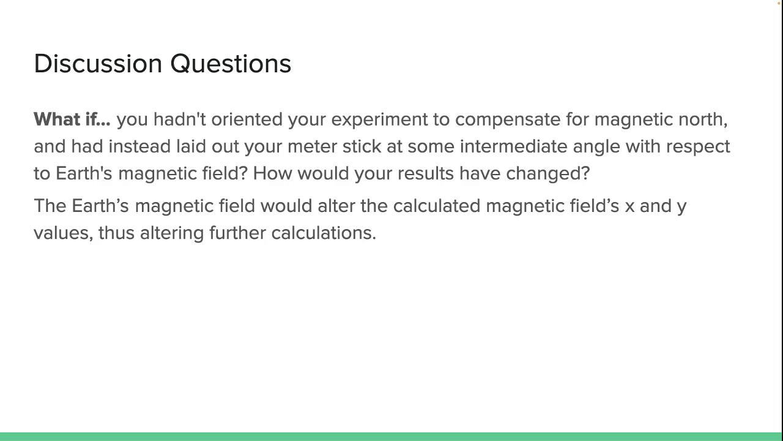Okay, for the discussion questions: what if I hadn't oriented my experiment to compensate for magnetic north and had instead laid out my meter stick at some intermediate angle with respect to Earth's magnetic field? The magnetic field from Earth would have altered the calculated magnetic field's x and y values, assuming the phone is still laying flat, and that would have altered all my other calculations.